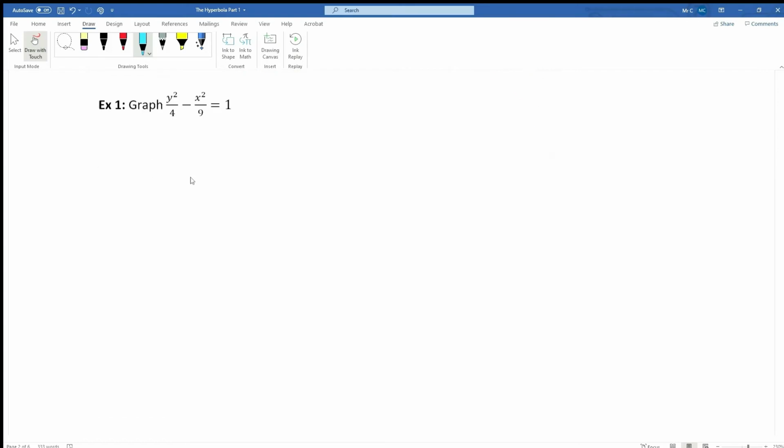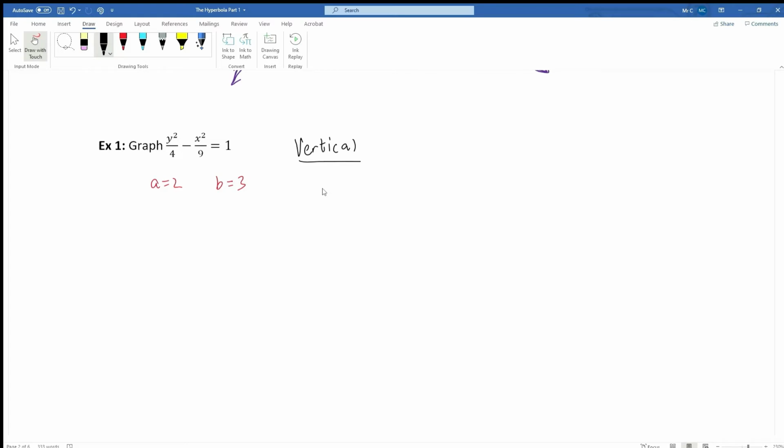All right, well, let's try to put some of this information to use. So a equals 2, b equals 3 here. Remember, a pairs up with the positive term in hyperbolas. So since our positive term is y squared, a is 2 here, and this is also going to be a vertical hyperbola. And when we graph, we want to graph the vertices, the foci, the fundamental rectangle, and the graph itself. So let's go ahead and do that.